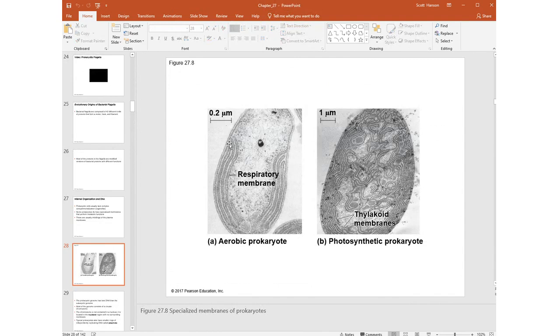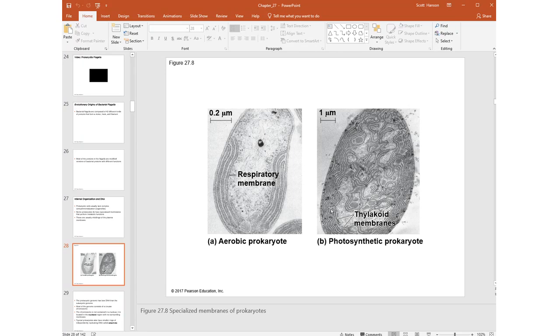And so here the outer plasma membrane kind of folds in and forms different membranes. And here there are actually respiratory membranes, believe it or not, inside an actual prokaryote. And then here's a photosynthetic prokaryote, and it's got thylakoid membranes.